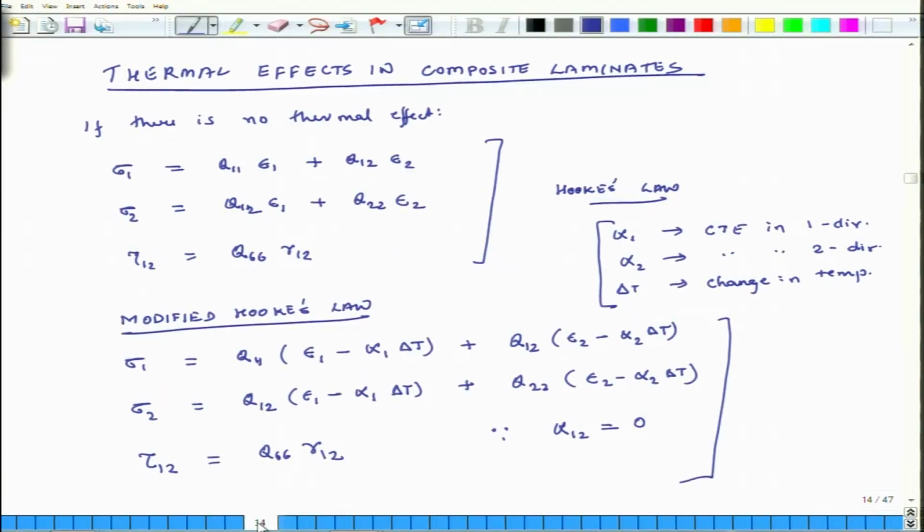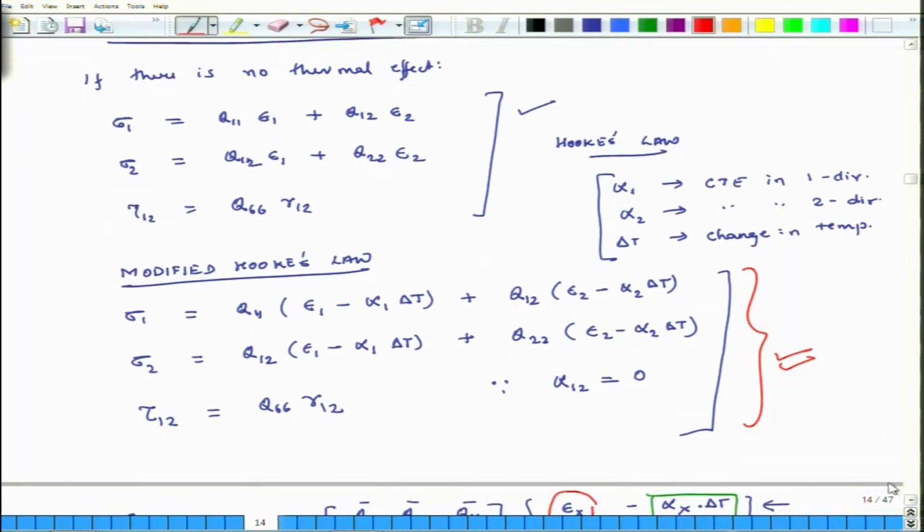So, the first modification we did was that if there is thermal effect, then the Hooke's law relations get modified to these sort of relations. And here alpha 1 and alpha 2 are coefficients of thermal expansion of the material in 1 and 2 directions, and these modified relations relate stresses to strains in the system.